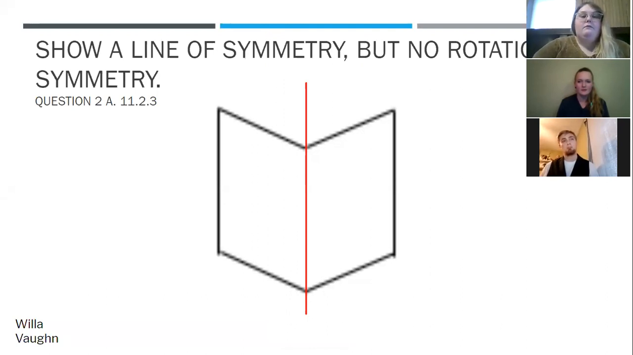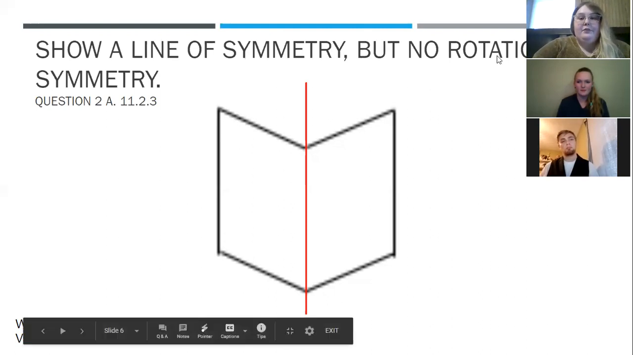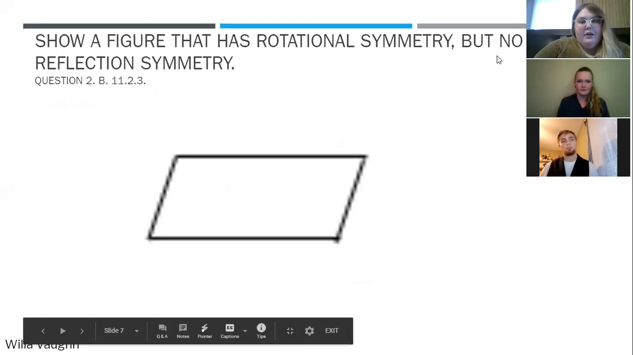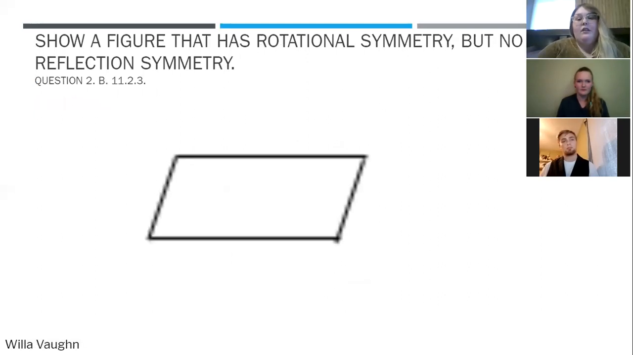And you can also see it asks about the rotational symmetry. So the rotational symmetry, like on this one, it's not going to have an actual line because it's going to have a point where it's supposed to be. So can anyone tell me where the point would go and why it goes there?